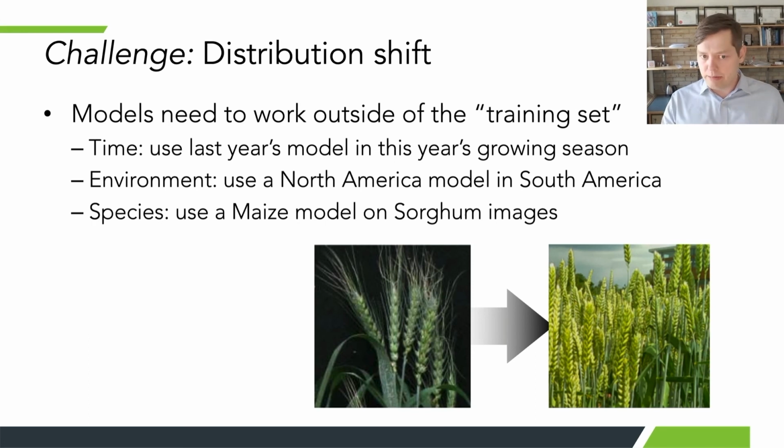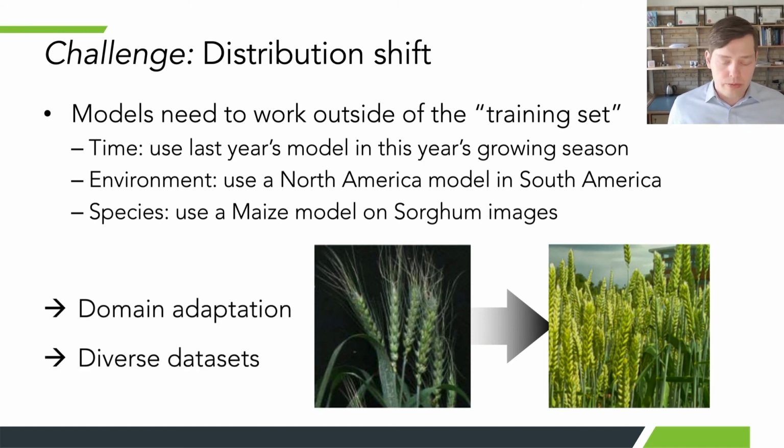But in terms of plant breeding, this can be much broader, because we may really want to use models far outside of their training set. We might want to use last year's model in this year's growing season. We may want to use models between very different environments. Use a model trained with images of North American crops in South America for a winter cycle season, and across species, so using a maize model on sorghum images, for example.